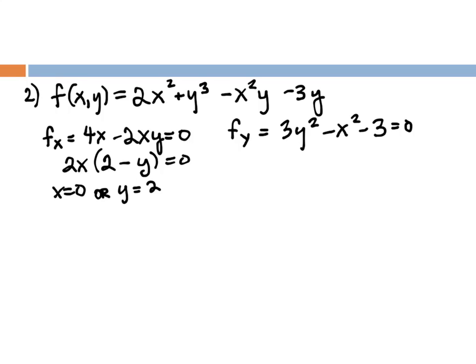Okay? So if x is equal to 0, the first partial with respect to x will be equal to 0. We can then come over here and evaluate this function when x is 0 and figure out what the y value is in that function to make that happen. So if x is equal to 0 over here, then I have 3y squared minus 3 equals 0, right?